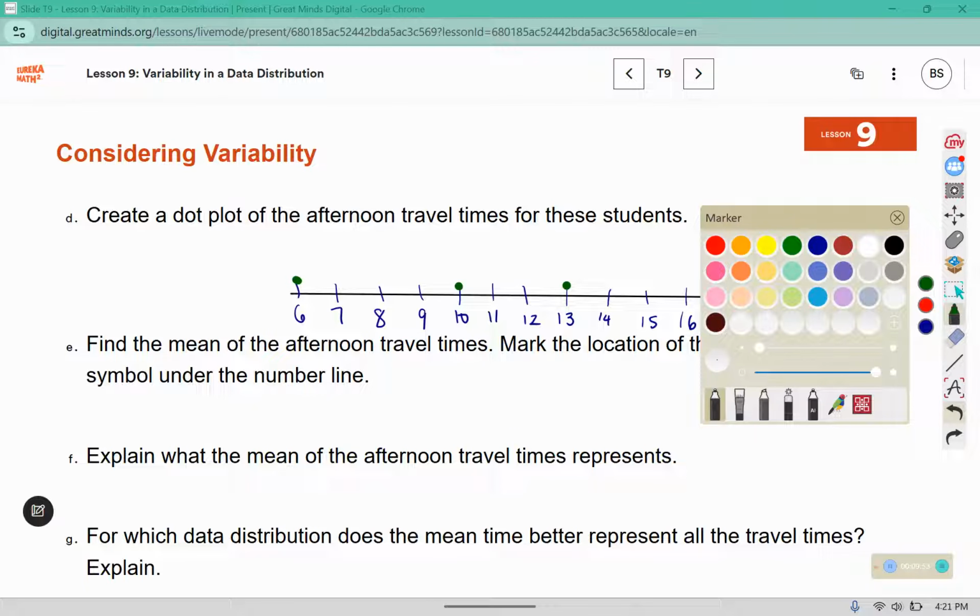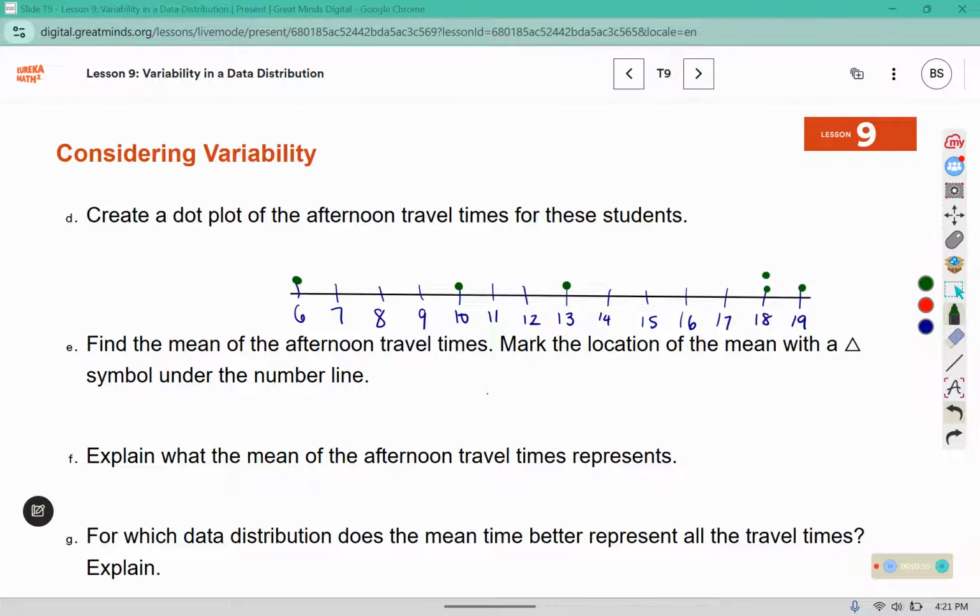We'll add all those together. So we have 6 plus 10 plus 13 plus 18 plus 18 plus 19 is 84. And there are 6 students again traveling, which gives us a mean of 14 here as well.